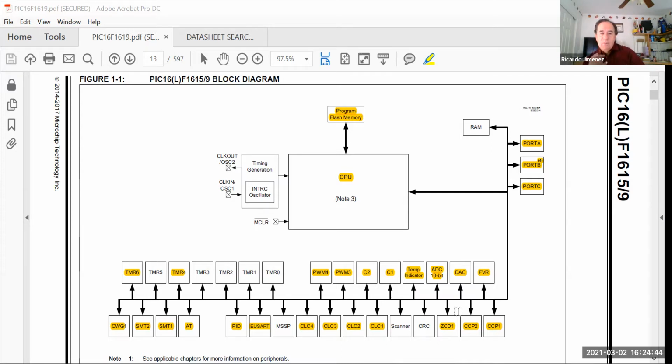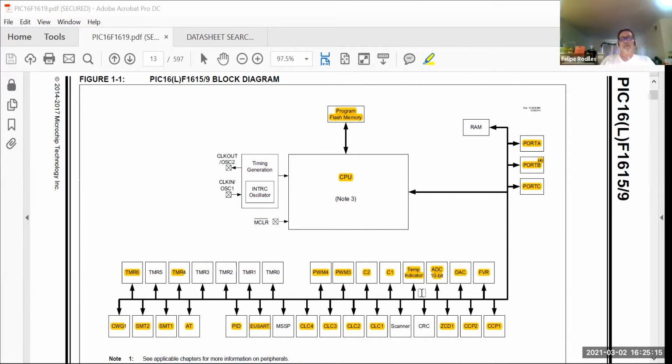So what architecture is that? Harvard or von Neumann? Look at the program memory. It has a data bus, ports, RAM, and all the instructions. It's a Harvard? Yeah, this is Harvard.